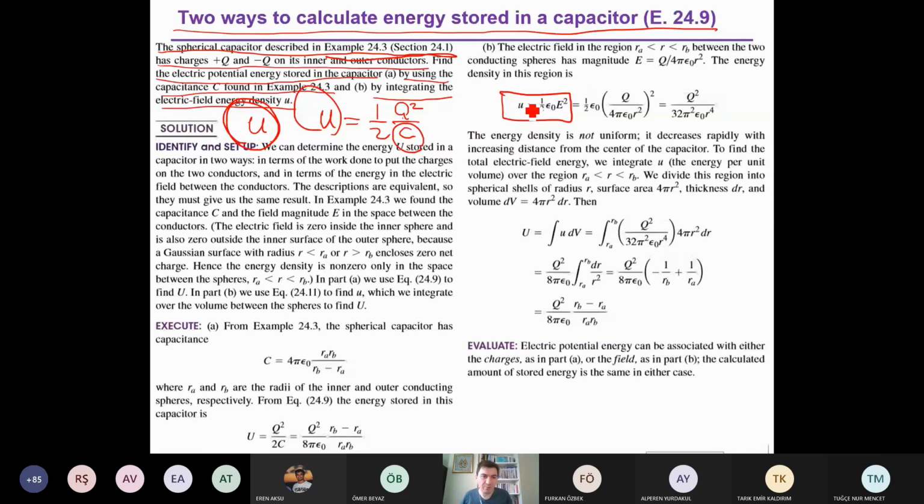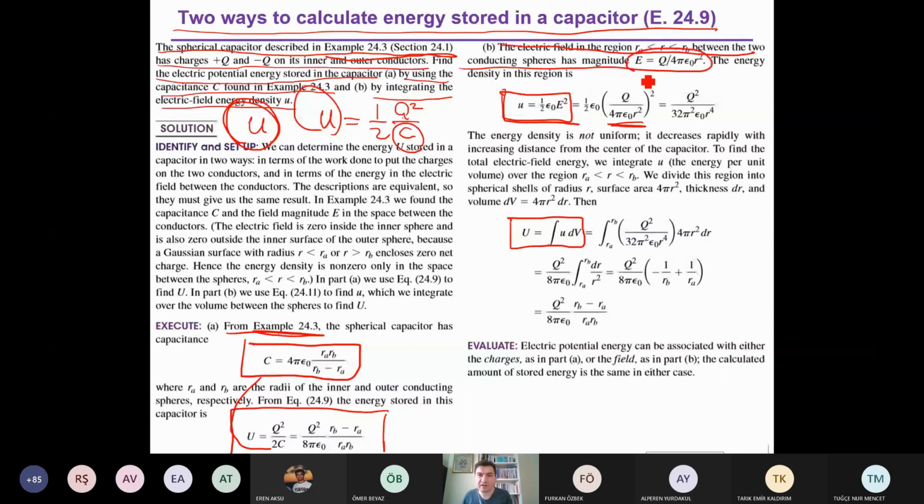So in example 24.3, we have calculated the capacitance of a spherical capacitor, this one, remember, and then just put this C here in this equation. Then you can calculate the electric potential energy stored in a spherical capacitor, or by using this formula, 1/2 epsilon 0 E square. E, we know E, okay? This is the electric field in the region between the two conducting spheres. It has this magnitude. Here you have to use your previous information from chapter 21, chapter 22, and chapter 23. Then just put this electric field here.